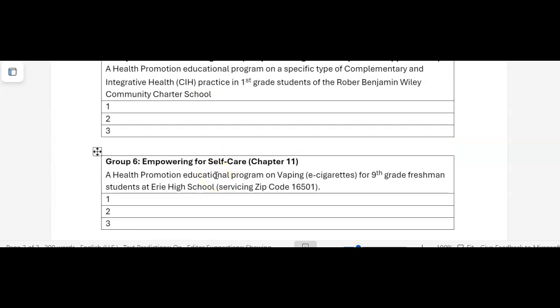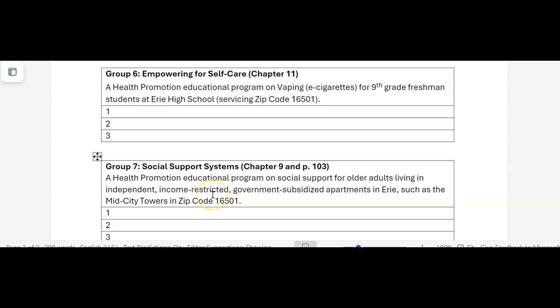Empowering for self-care. This is an educational program on vaping or e-cigarettes that you would implement for ninth grade freshman students at Erie High School. And you'll learn, if you're working on this, that zip code 16501 three years ago was the poorest zip code in the state of Pennsylvania. But these will be ninth grade freshmen at a high school.